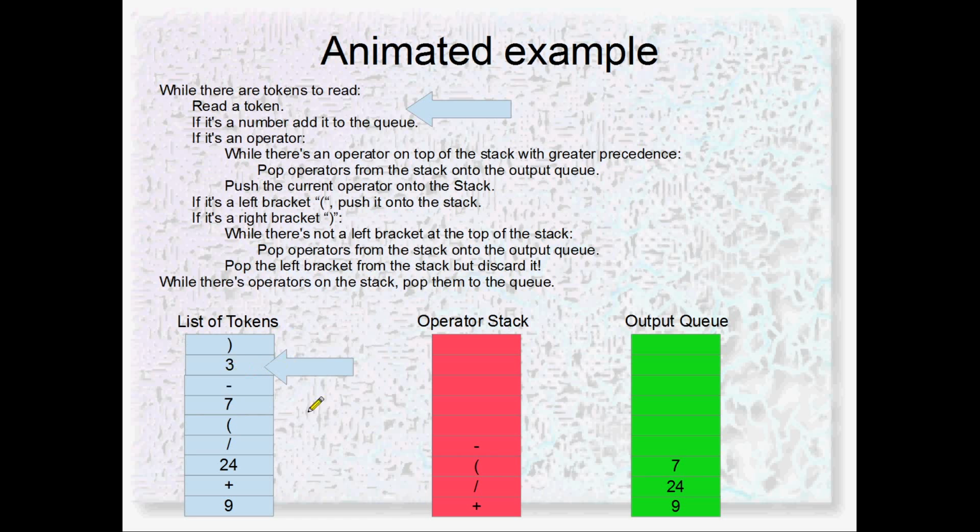Okay, then we read another token. And we read this 3 just here. So that's a number. We put it onto the output queue. And finally, we read the last token, the close bracket. So if it's a right bracket, then while there's not a left bracket at the top of the stack, we pop operators from the stack onto the output queue. So this is making sure that the operations inside the brackets are done first. There we go. So we just popped that minus symbol from the operator stack and put it onto the output queue.